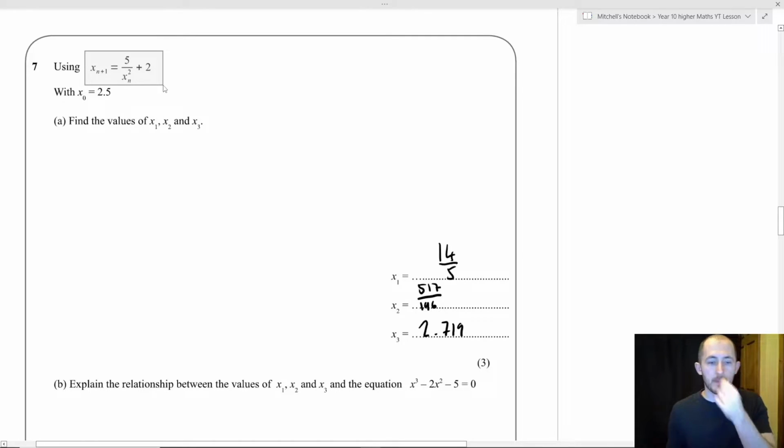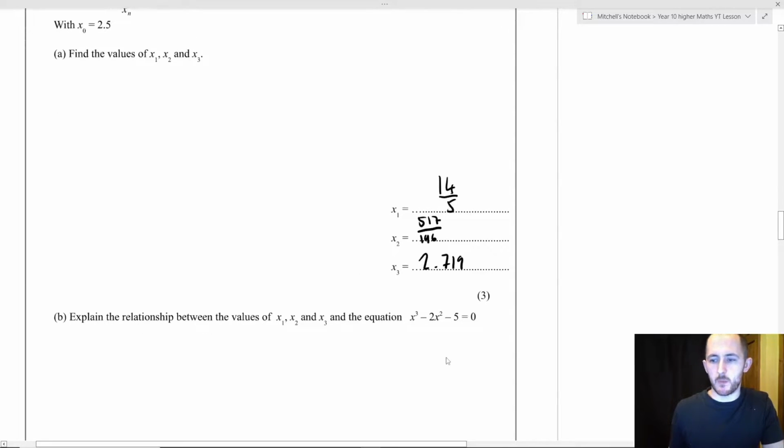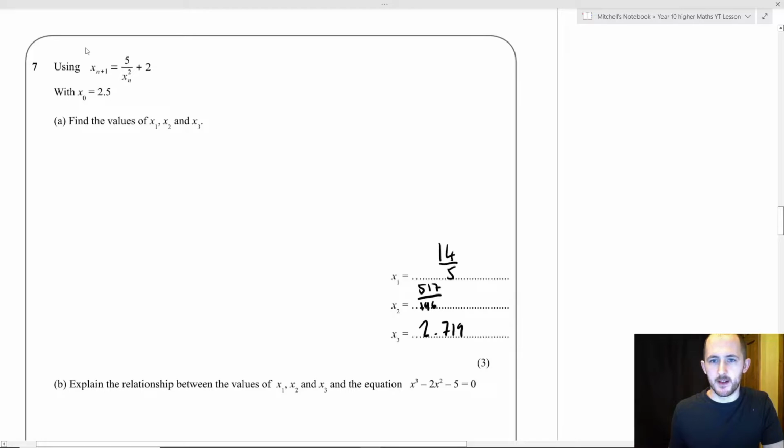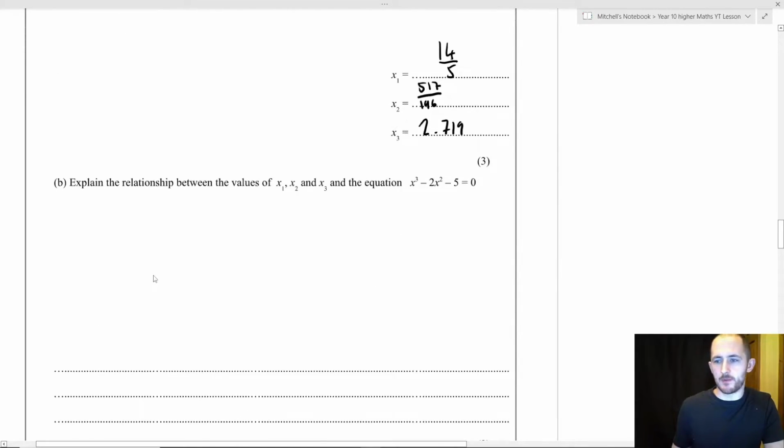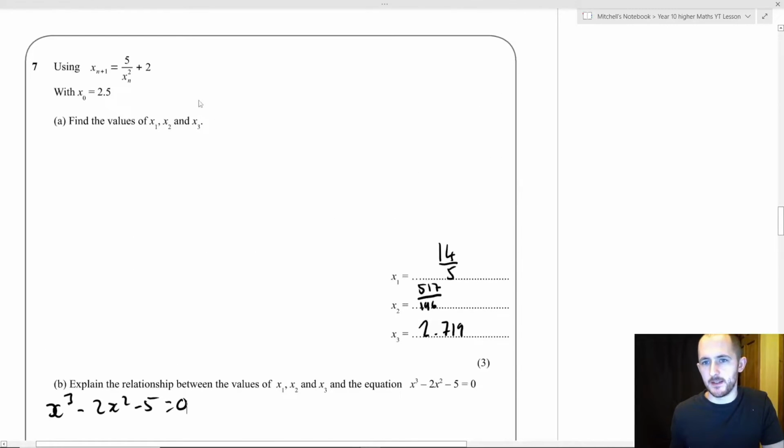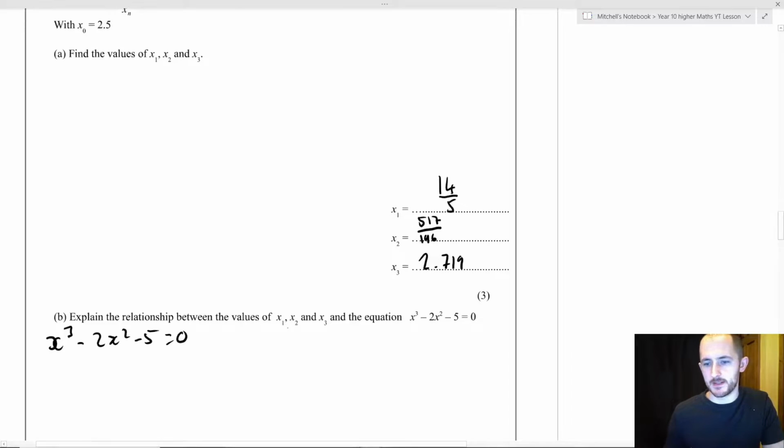Okay? So this is what I mean by sometimes they need to rearrange. So this really tests your algebra skills. So what I need to do is show that this equation can be written like this. Okay? So if I'm going to write out both equations just so I can do it. X cubed minus 2x squared minus 5 is 0. And the equation I want to show is that one, okay?